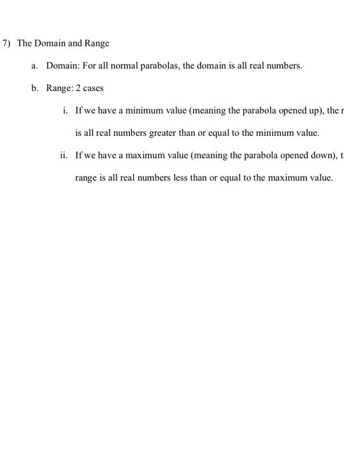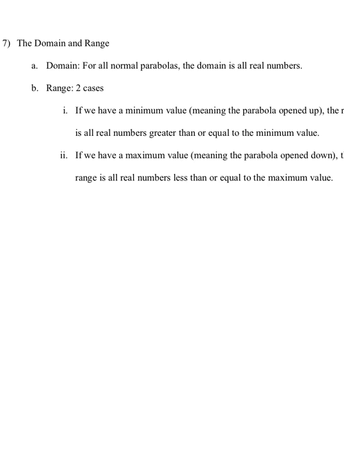In the range, we have two cases. If we have a minimum value, meaning that the parabola opens up, then the range is going to be from that minimum value to positive infinity. If we have a maximum value, meaning that the parabola opens down, then the range is going to be from negative infinity to that point.